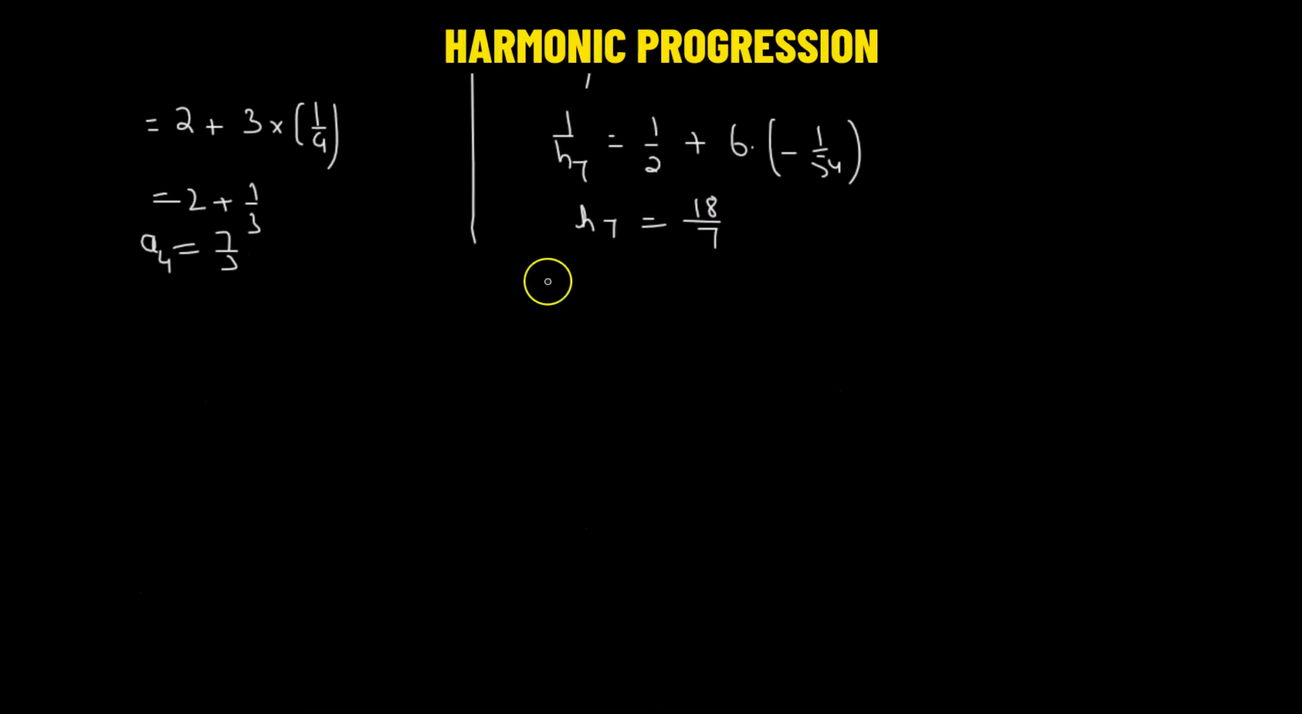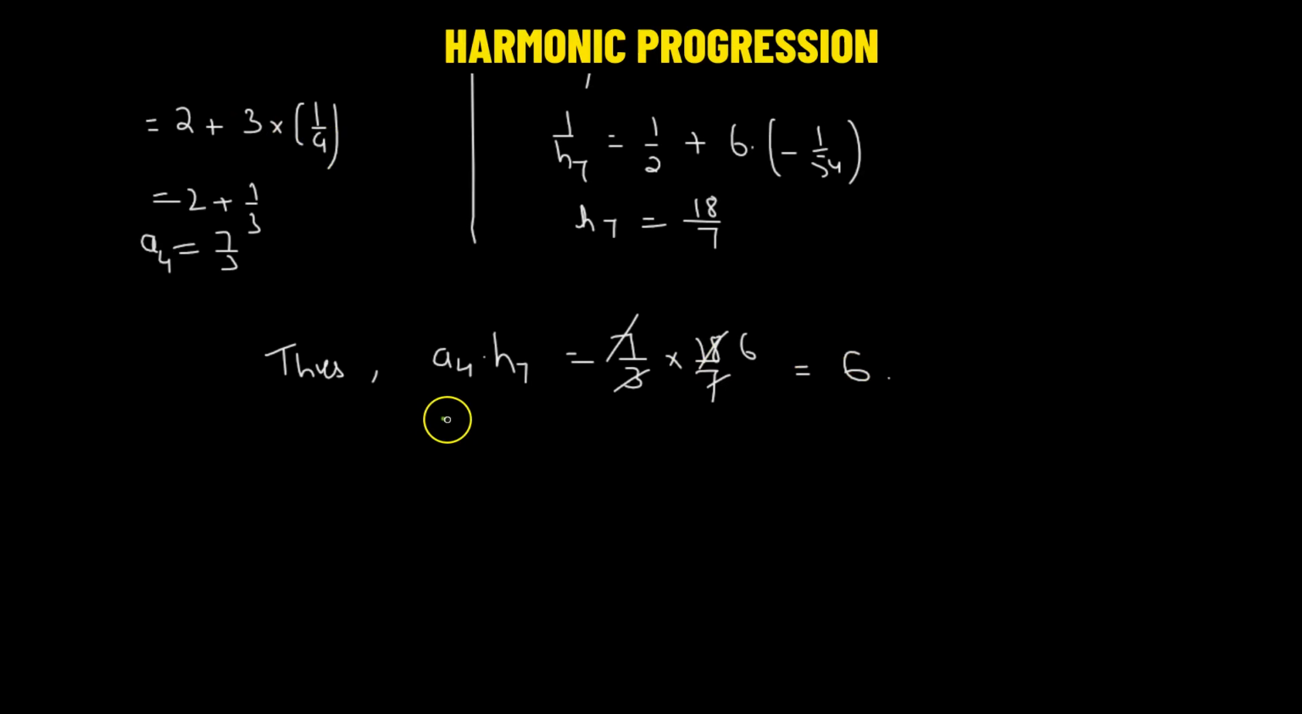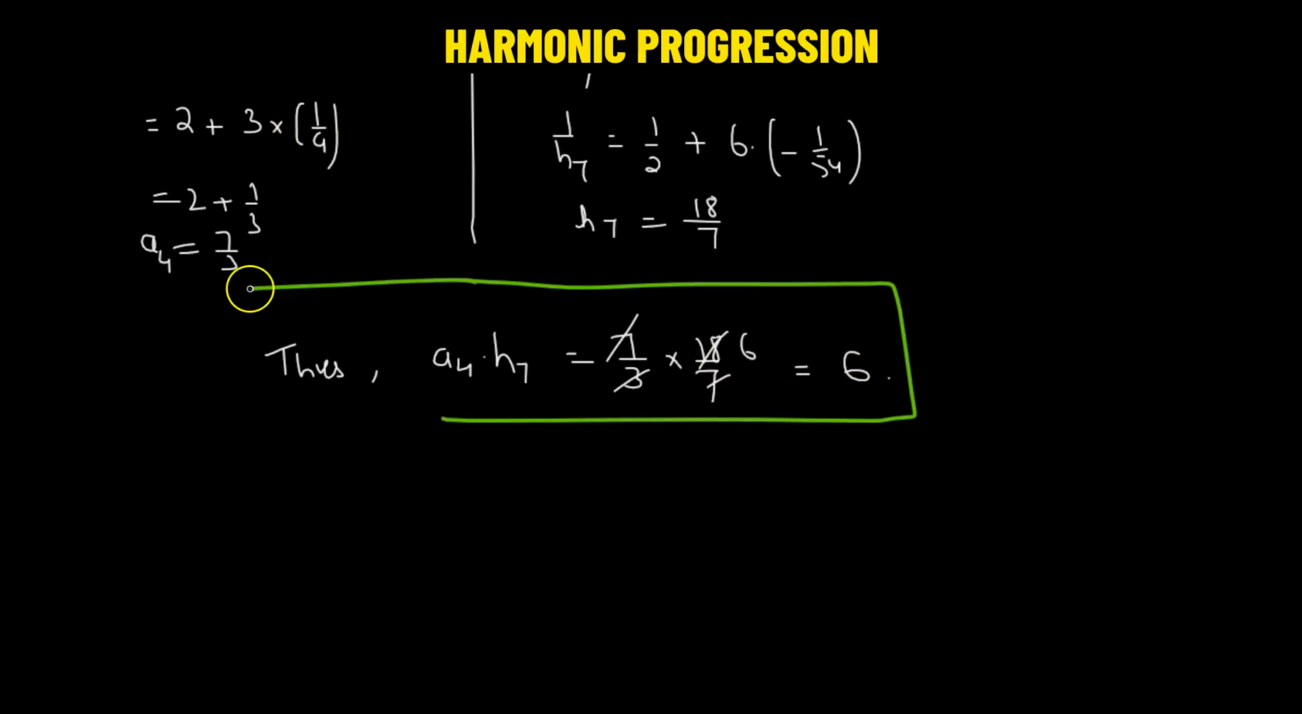Now we'll finally find out the value. Thus A4 times H7 will be 7 over 3 multiplied by 18 over 7. So 7 and 7 get factored out. 3 times 6 is 18. The final value is going to be equal to 6. So this is the final value, or the product of the fourth term of the AP times the seventh term of the harmonic progression. It comes out to be 6.